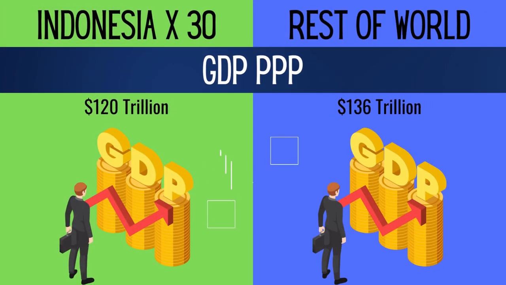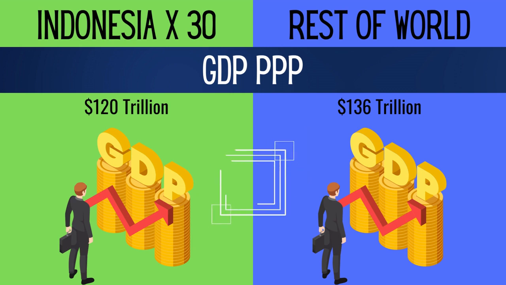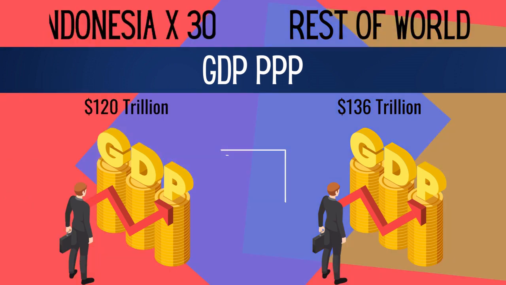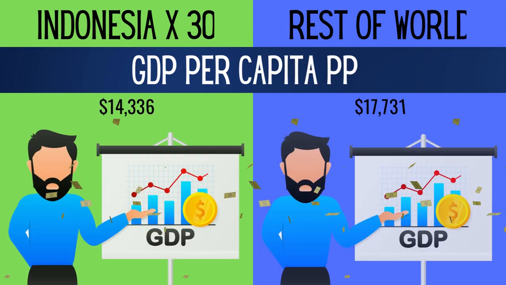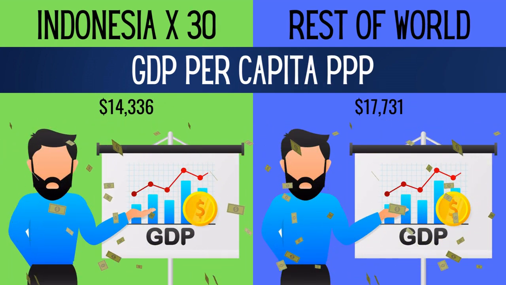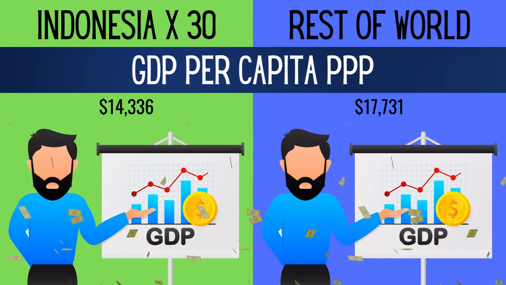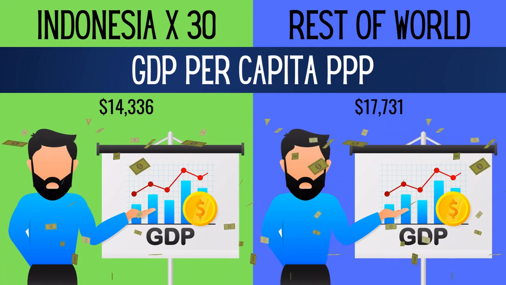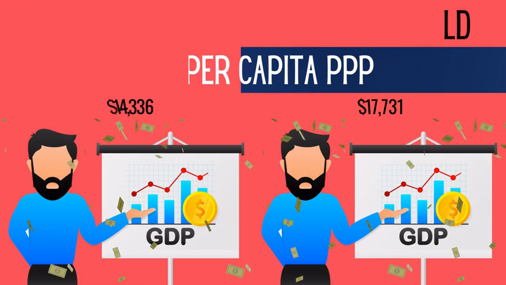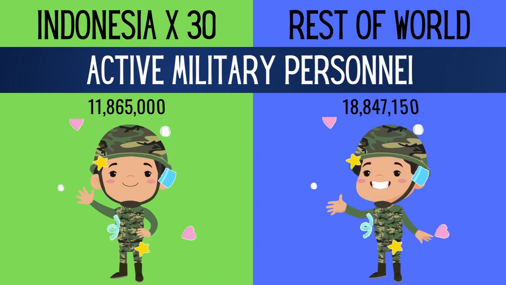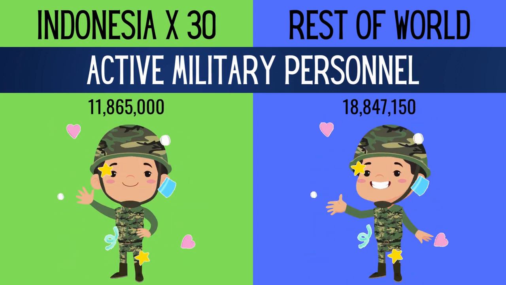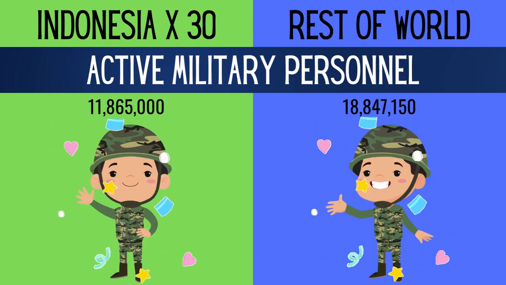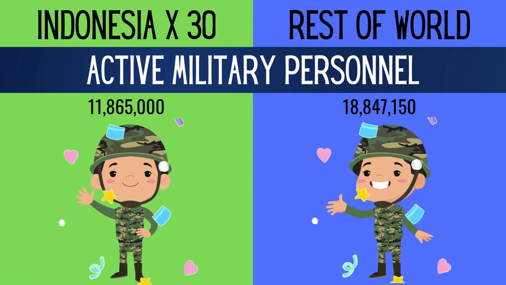GDP PPP of 30 Indonesia is $120 trillion, and it's $136 trillion in rest of the world. GDP per capita PPP of 30 Indonesia is $14,336, and it exceeds $17,000 in rest of the world. There are more than 11 million active personnel in 30 Indonesia, and there are more than 18 million active personnel in rest of the world.